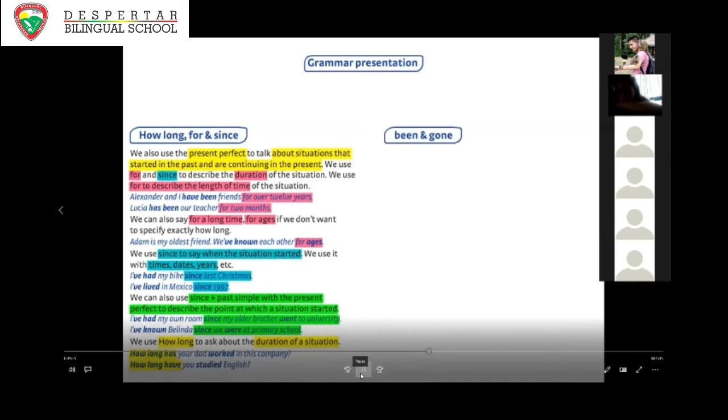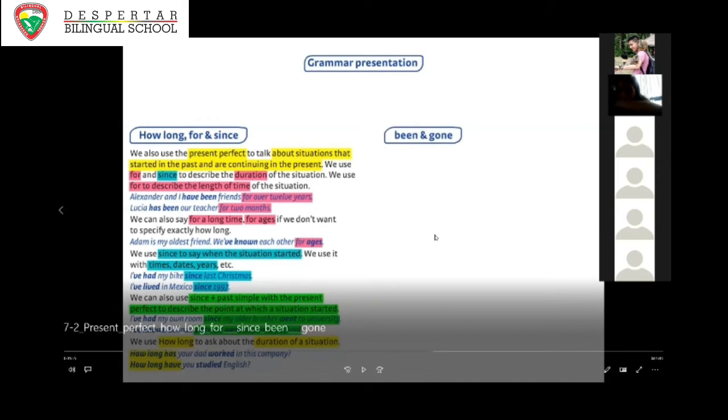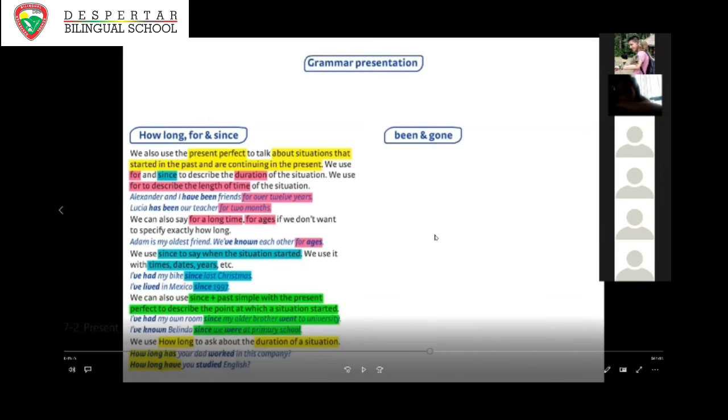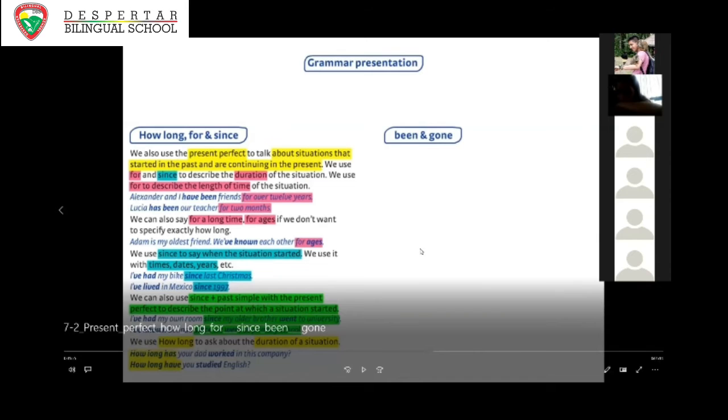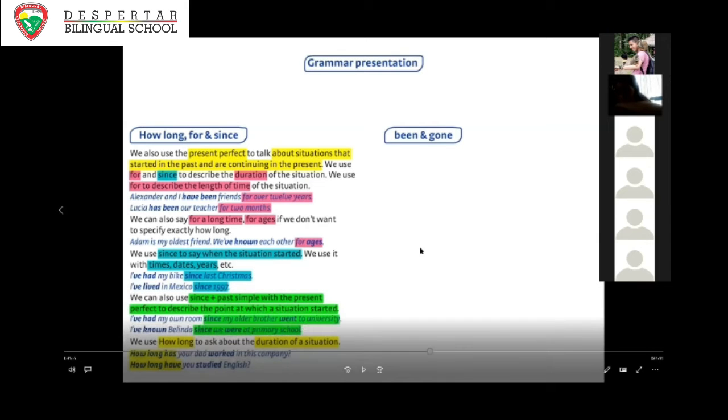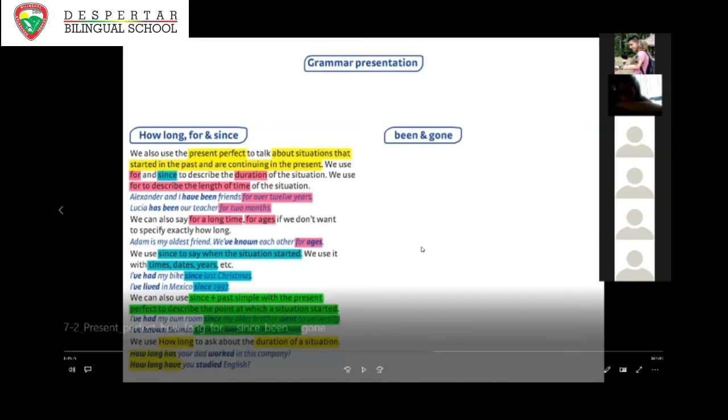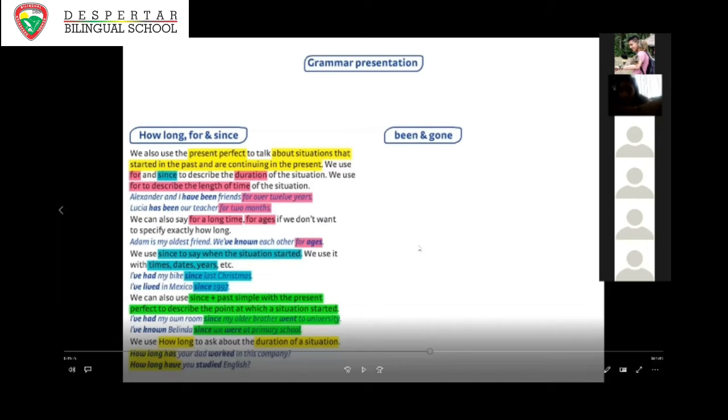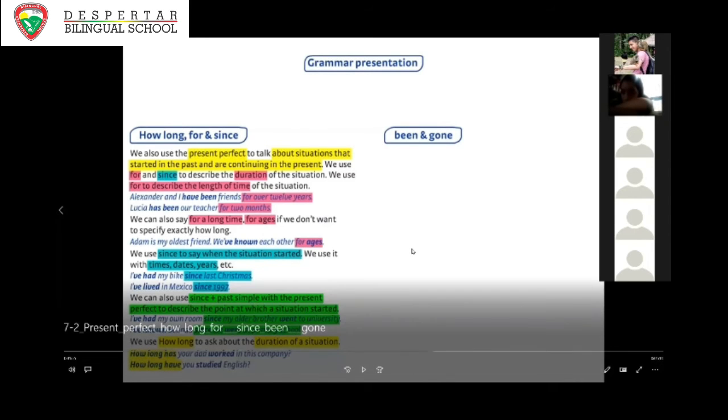Been and gone. Okay, these are the three uses of how long, for, and since. Remember, how long is only for questions. Recuerden que el how long lo usamos para preguntas con el present perfect. El since para decir cuándo una situación empezó, y también los podemos combinar con el pasado simple, with the past simple. And for para decir o escribir la duración de cierta acción.